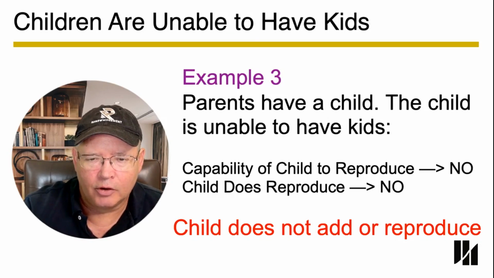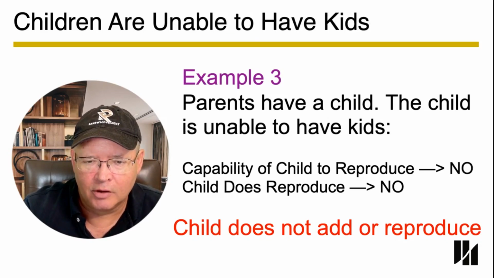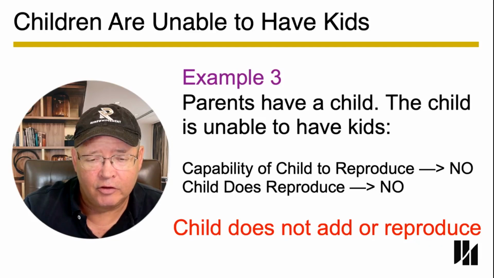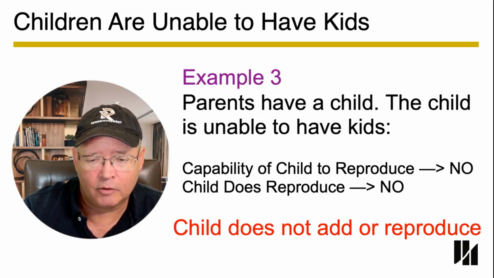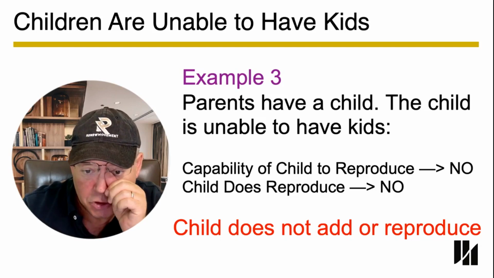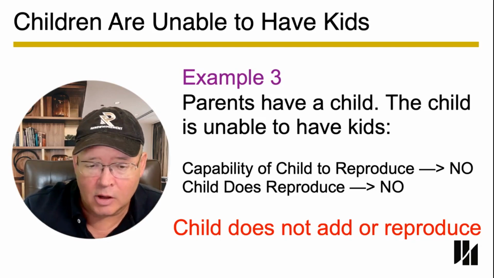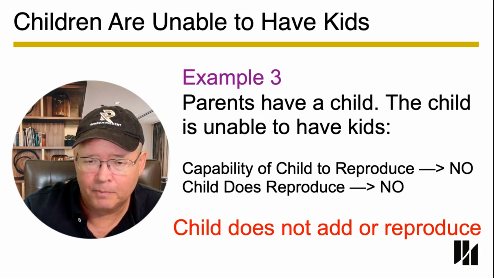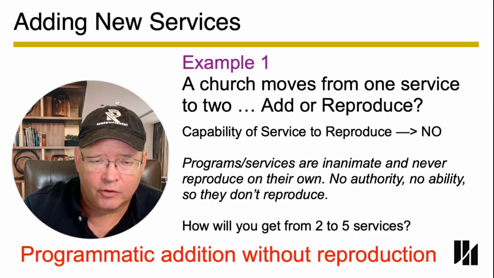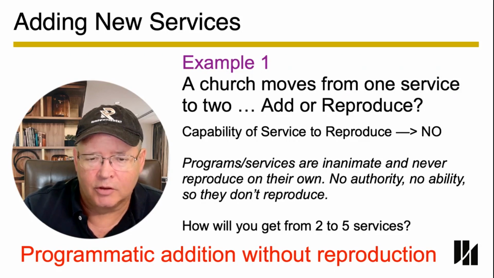We go to our third example, same parents have a child. Now that child is physically unable to have kids, and it's not a choice, they're physically unable to. Now our first criteria, does that child have the capability to reproduce? In this case, no, and hence they don't reproduce. So we get 2 no's, same outcome as the previous example, the child does not add or reproduce. And these are examples just from families. Let's jump to the examples in the church now.